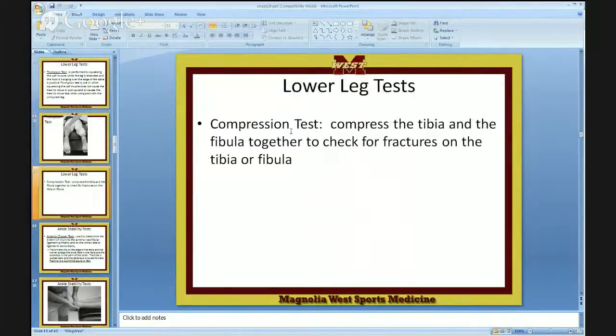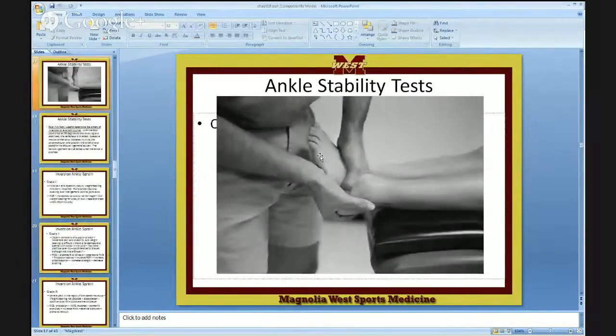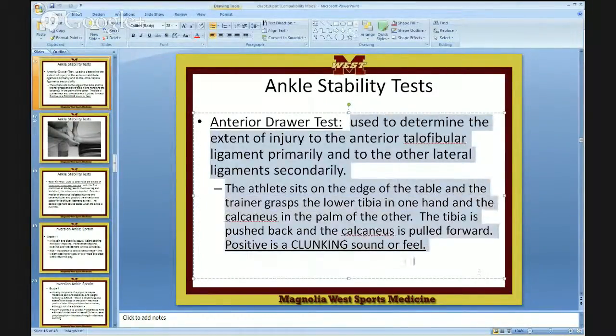15. Blank is performed by squeezing the tibia and fibula together to check for fractures of the tibia or fibula. So, you need to know that one. Let's go to 16. Slide 16 looks like this. Ankle stability test. With the anterior drawer test, and there's a clunking feel or sound, is that a positive test? True or false? You need to review that. All right, positive is a clunking sound or feel.